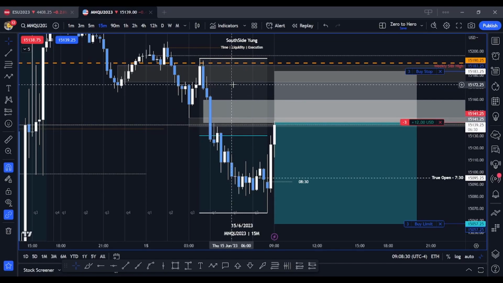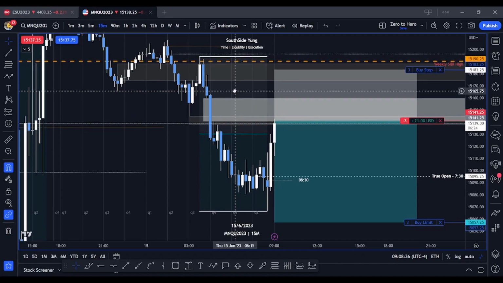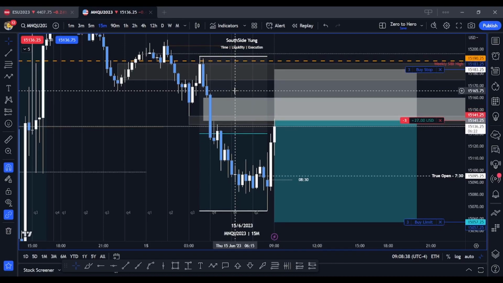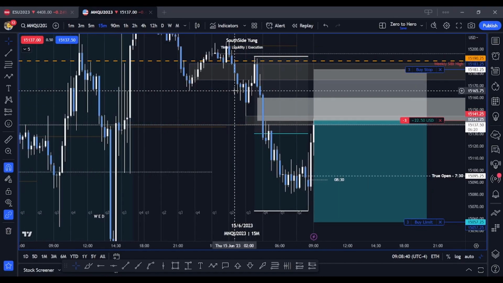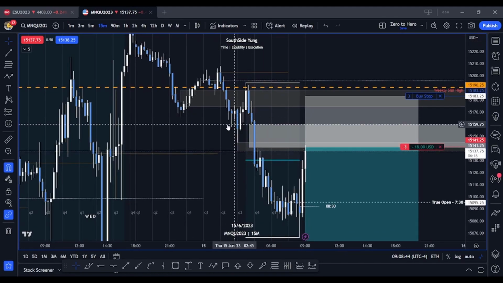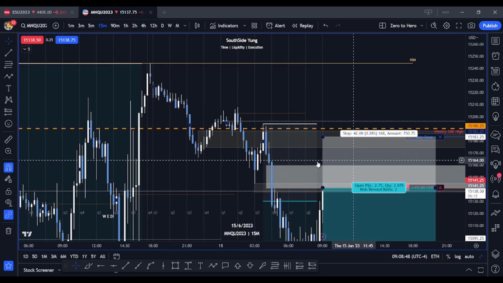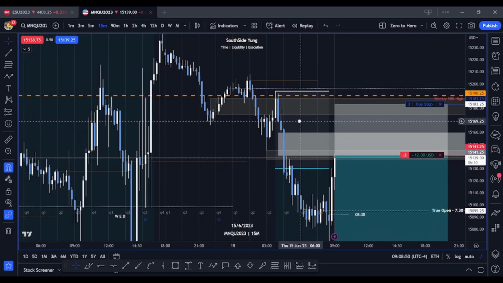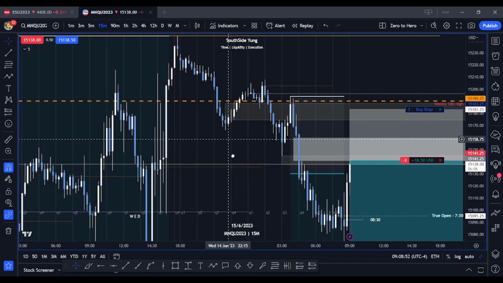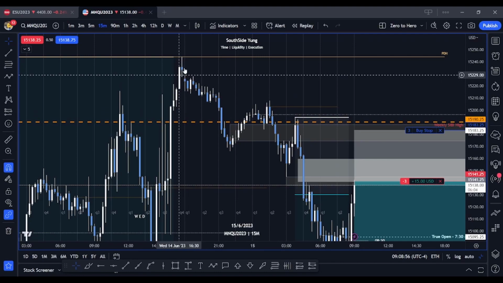This VI? I don't know where he's looking. Yeah, the opening gap. The new daily opening gap. Yeah, the new day opening gap. I think he means that. So like at 5 p.m., 5 to 6 p.m., this gap. Oh, right here? Oh, yeah.